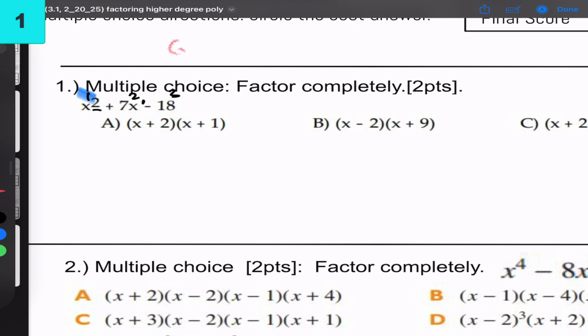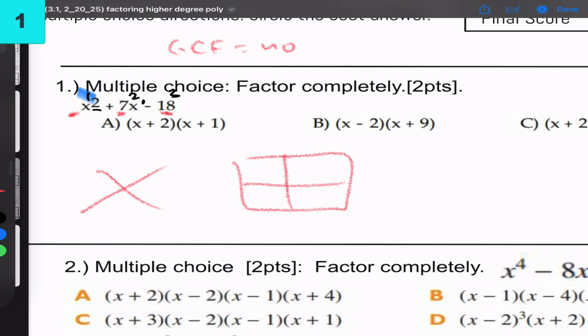In this problem, is there a GCF? The answer is no, because they all don't have an X, and the numbers in front have no common factors. So let's go ahead and put this into your X and your box. A is 1, B is 7, C is negative 18. So A times C is negative 18. Your B value is 7.